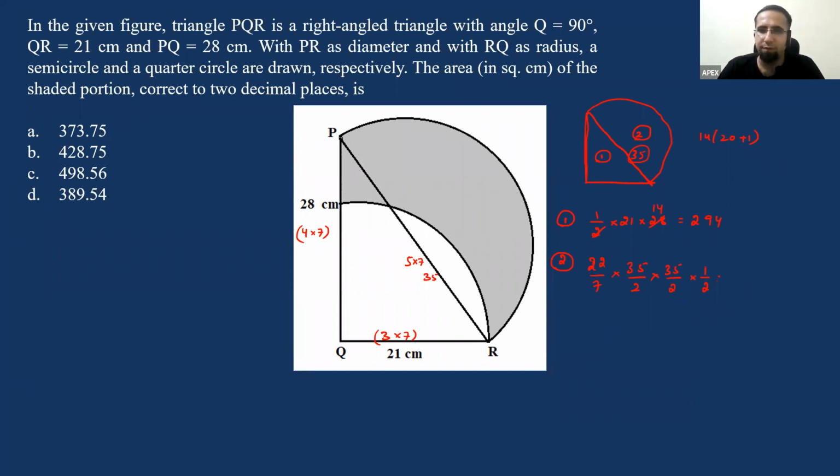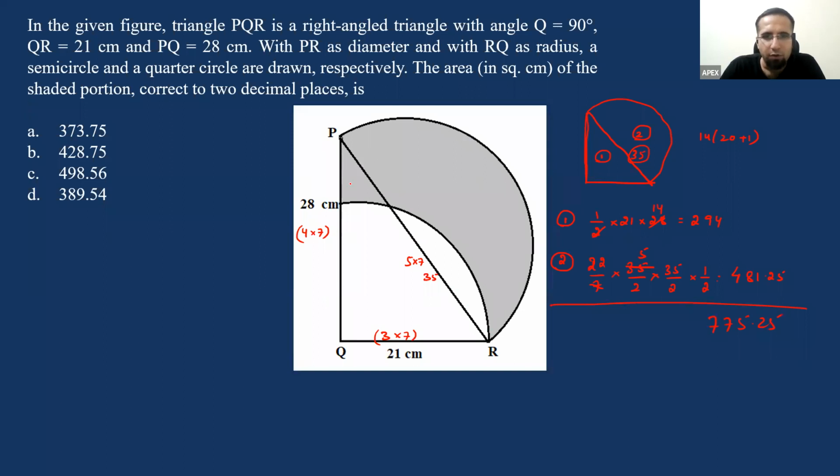So if we need, we can simplify this. This is 7 ones are and 7 fives are. So you can always use a calculator in the exam in case you find it difficult. So that's 22 into 5, clear, into 35. That is 3850 divided by 8, which will give you 481.25. Clear? So 481.25 plus 294. So the combined area of the complete figure gives you 775.25.